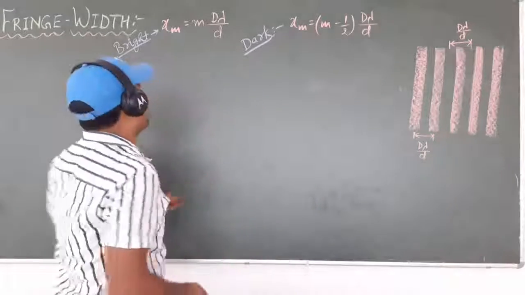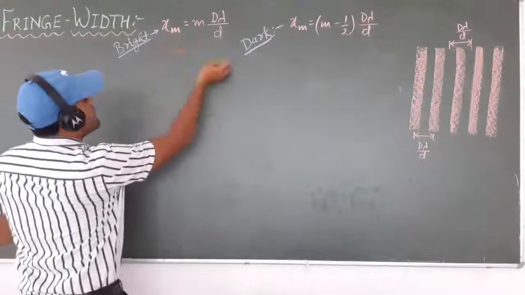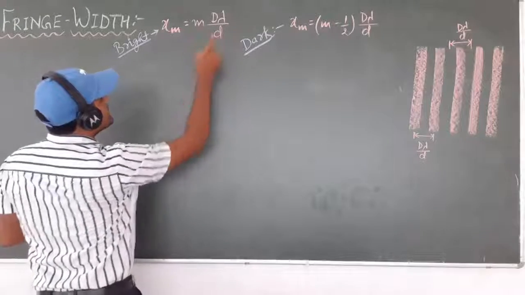So see how you will find. This is the position of the mth fringe: m D lambda upon small d.